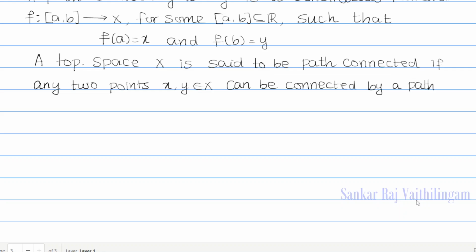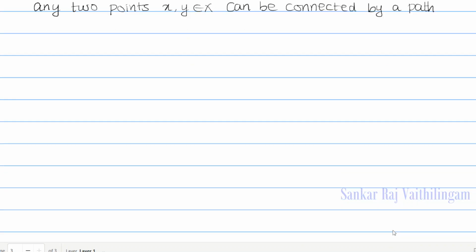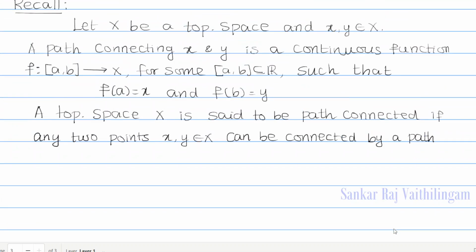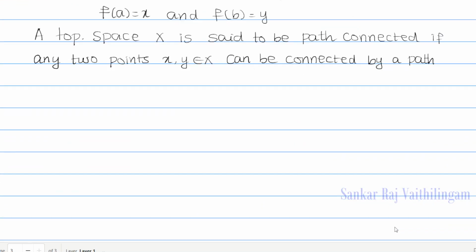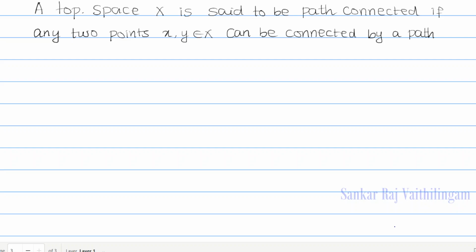Now we will prove the statement of this problem. We are going to show that a continuous image of a path connected space is path connected. So given, capital X is a path connected space.